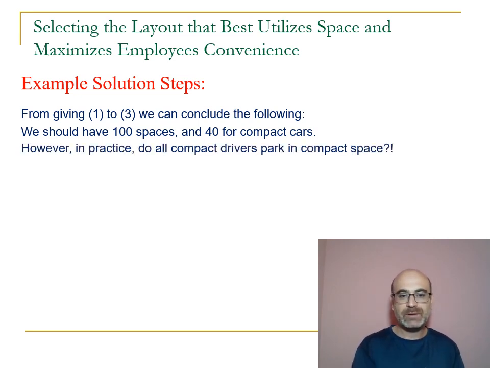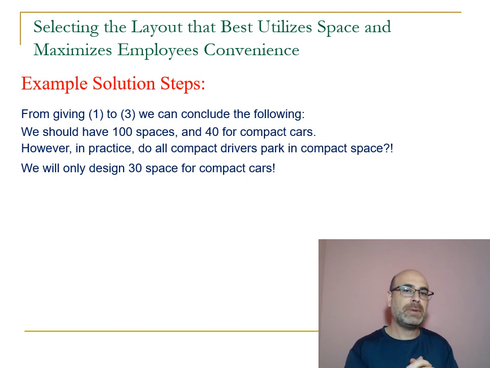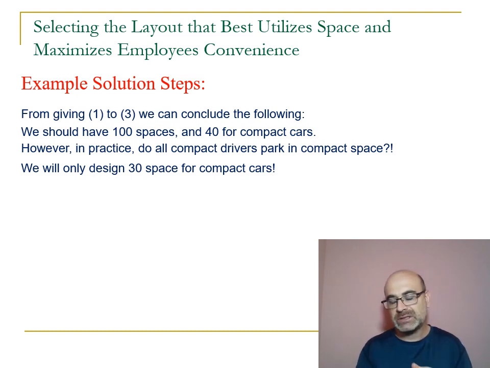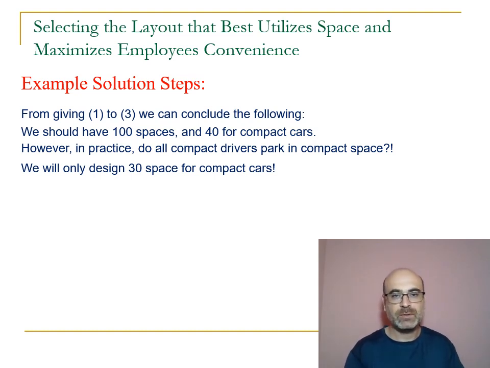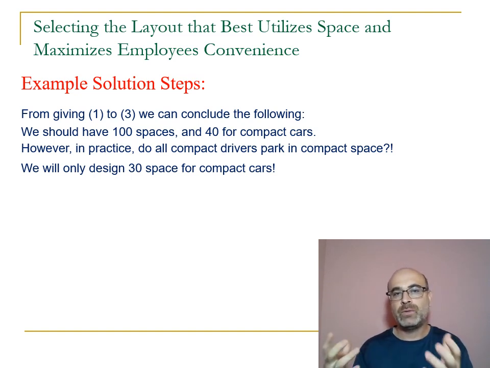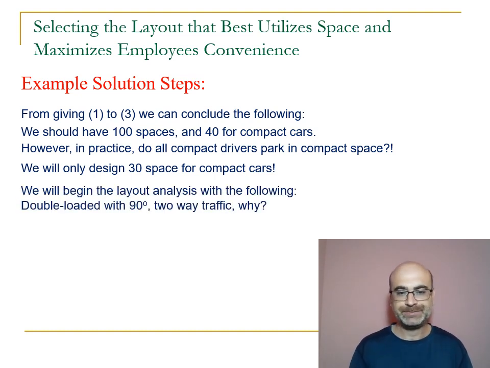That's why we will only allocate 30 spaces for compact cars. How did we decide on this 30? Can it be 35? Can it be 25? Yes, of course. If you have data, use that information. If you don't have data, try to make your own judgment and rules of thumb. So in this example, we are going to allocate 30 spaces for compact cars.